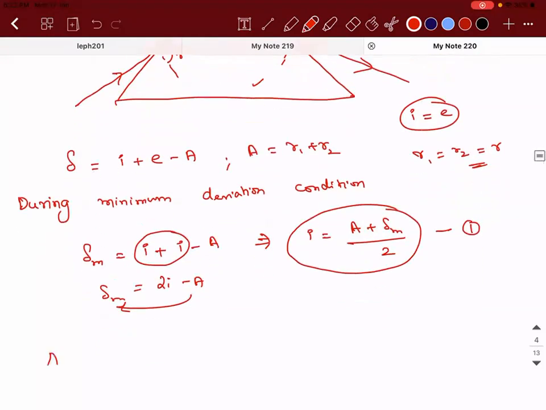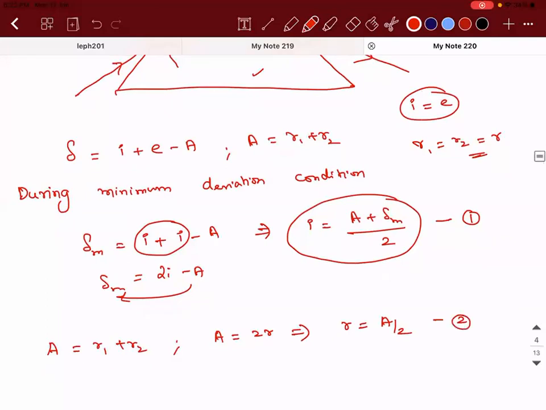So I will be equal to A plus delta M divided by 2, which I'll call equation number 1. Similarly, A will be equal to R1 plus R2, but we know that R1 is equal to R2, which implies A will be equal to 2R. That is, R will be equal to A divided by 2. Let this be equation number 2.